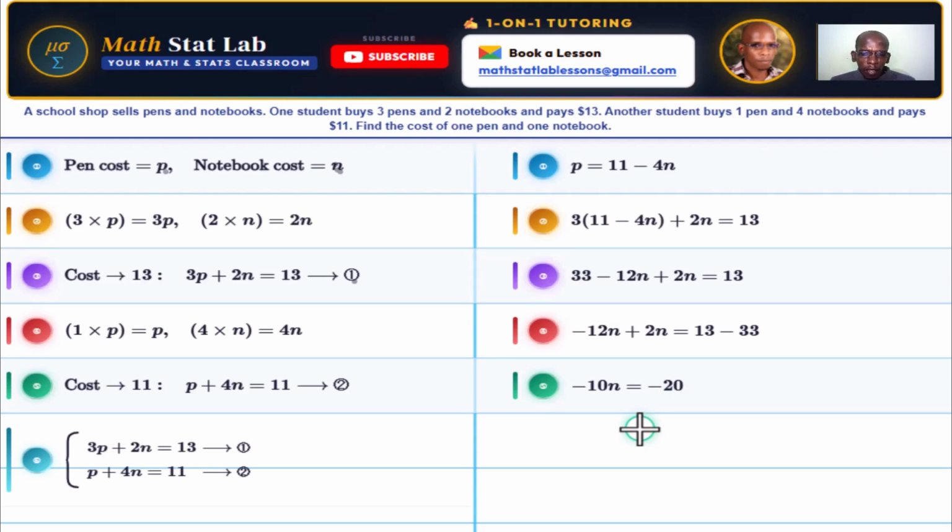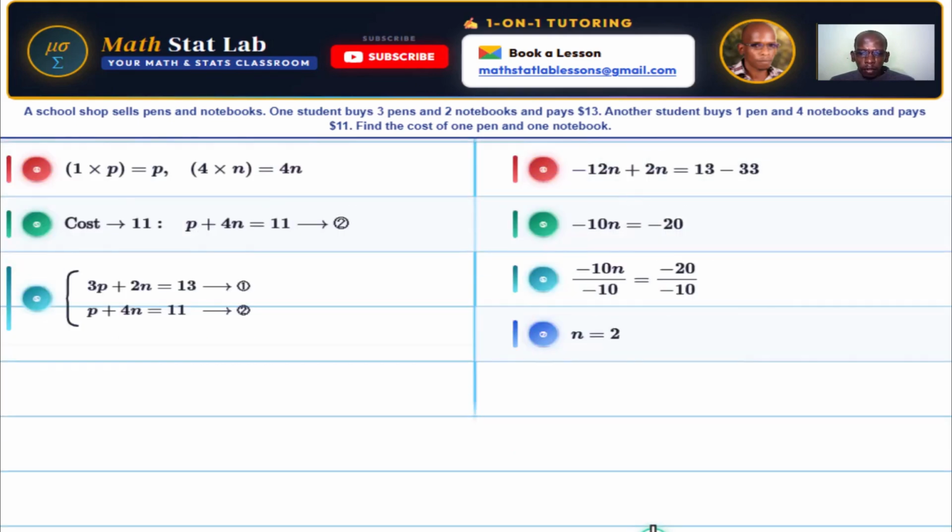But you see, I want N. I don't want negative 10N. So I just need to divide both sides by the coefficient of N, which is negative 10. So negative 10 divided by negative 10 on this side, then negative 20 divided by negative 10 on the right side of the equal sign. Negative 10 divided by negative 10 is 1, multiplied by N, it remains N, which is equal to negative 20 divided by negative 10. The negative will cancel with the other one. Then 20 divided by 10 is 2. So now our N is 2.